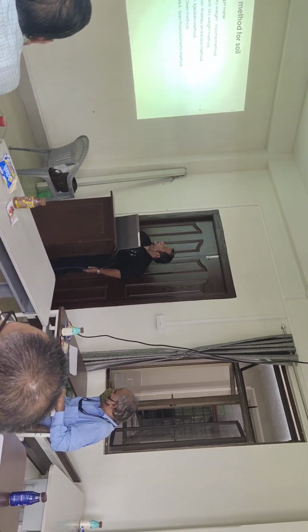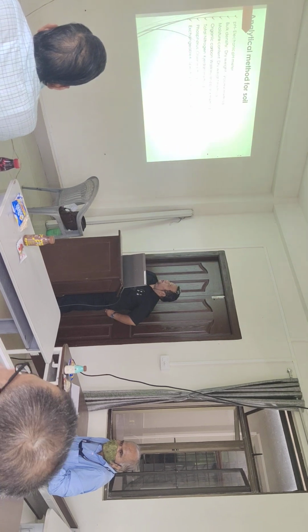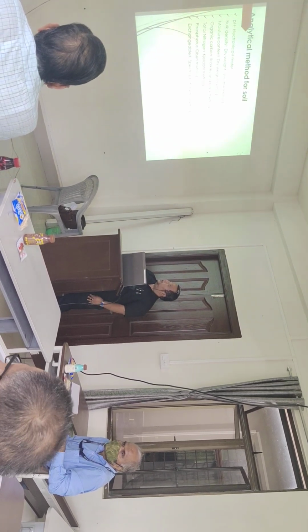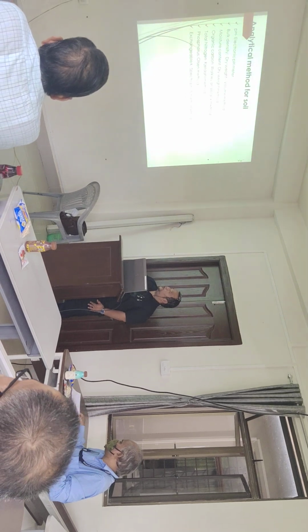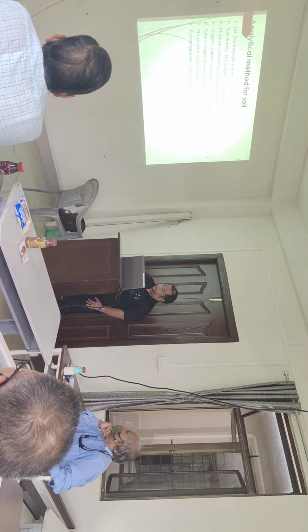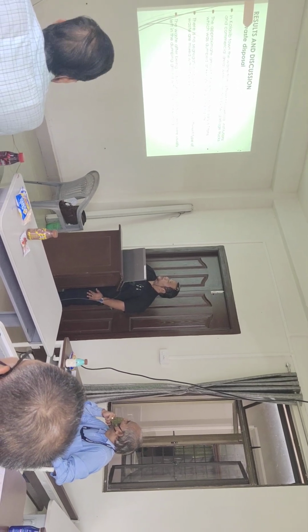Next I have the analytical methods for soil. Here I have 7 parameters: pH, bulk density, moisture content, organic carbon, total nitrogen, phosphorus, and exchangeable K. These are the parameters I am using for my research. And here are the results and discussion.